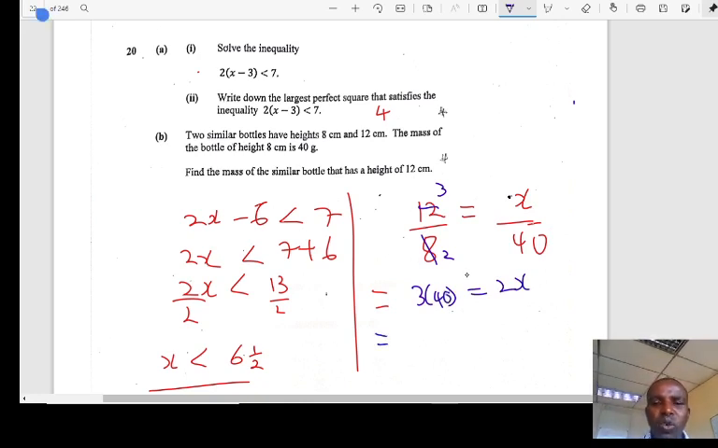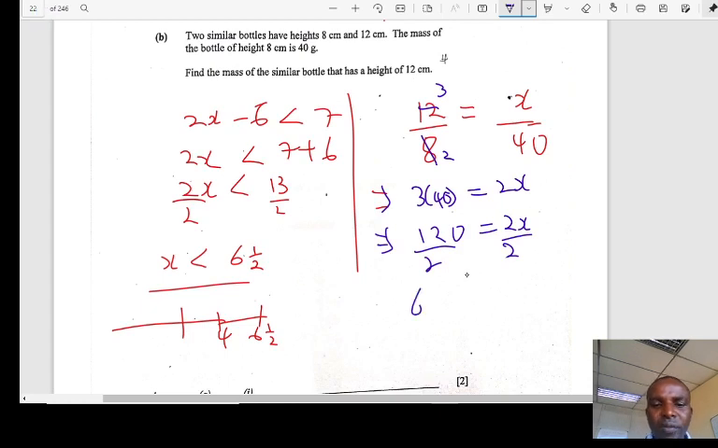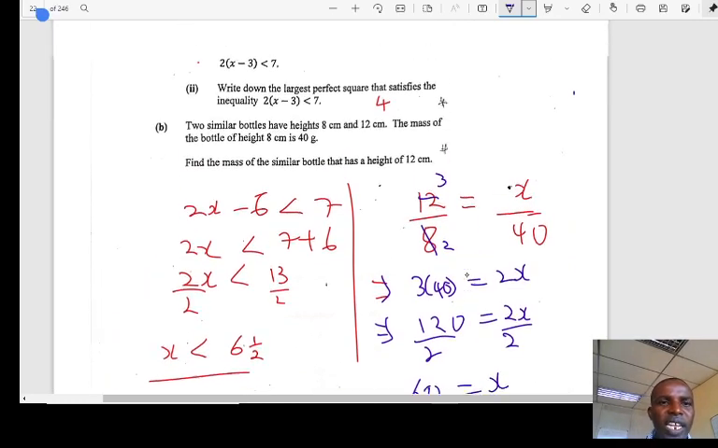Then you multiply. 3 times 40 is 120, which is equal to 2x. Then you divide by 2 on both sides, you get 60. So x is equal to 60 grams. Done.